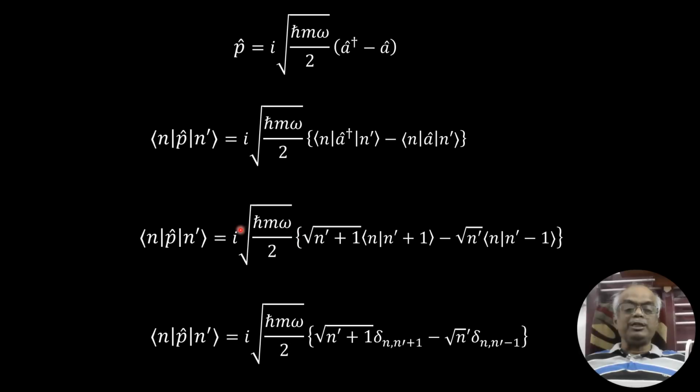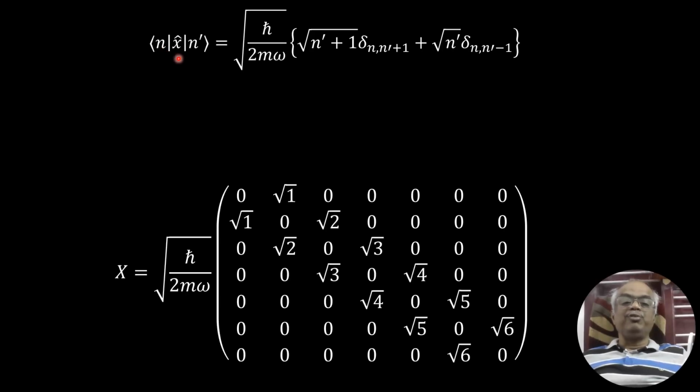Here the only difference between the expectation values of x and p is that here you have a minus, and also you have i. This inner product is non-zero only when n equals n prime plus 1, so Kronecker delta, n, n prime plus 1. Same is the case with this: it is non-zero only when n is equal to n prime minus 1, that is square root of n delta n, n prime minus 1. This is the expectation value of P.